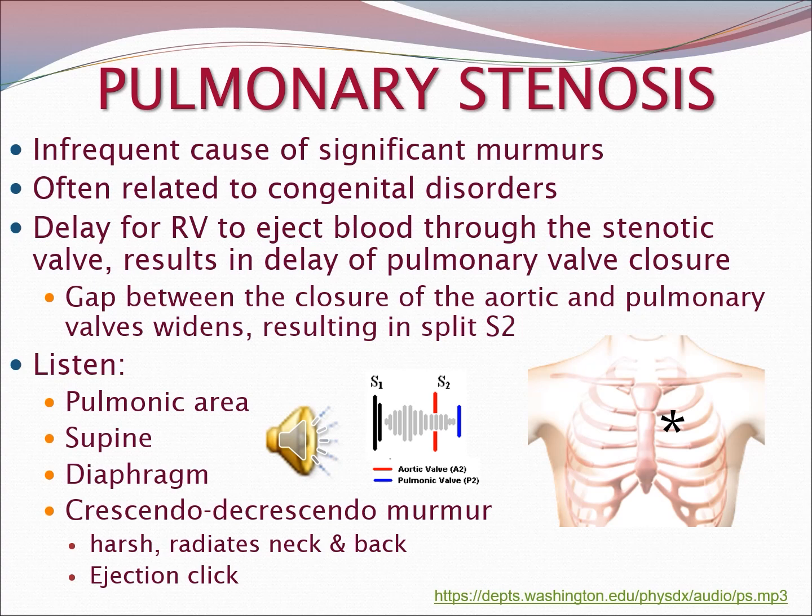Because it takes longer for the right ventricle to eject its load of blood through the stenotic valve, the closure of the pulmonary valve is delayed. This widens the slight gap between the closure of the aortic and pulmonic valves in S2 to a noticeable degree, and a significant splitting of S2 can be heard. Finally, maneuvers which increase venous filling and blood flow into the right ventricle, such as deep inspiration, will tend to increase the intensity of the murmur.